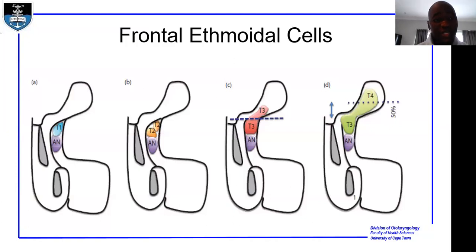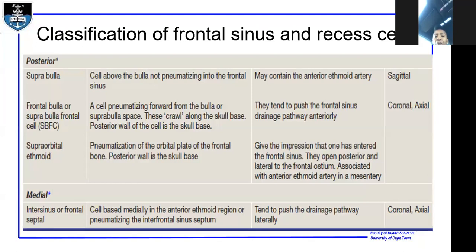This is the diagram that shows the cells I just described. You can see a T1, a type 1 cell, and you can see 2 type 2 cells on B, and then you can see a type 3 cell, which is getting into the frontal sinus, and then a type 4 cell that is going into the frontal sinus and is more than 50% of the height of the frontal sinus. So those are the anterior ones.